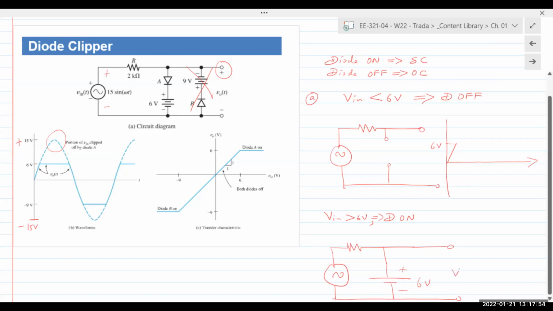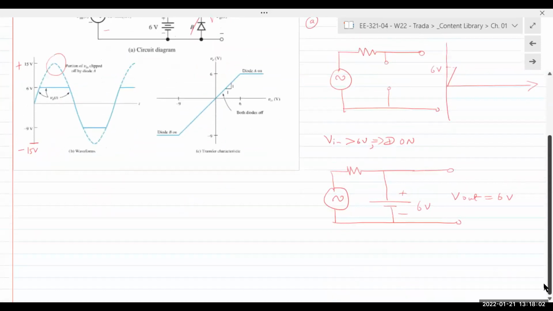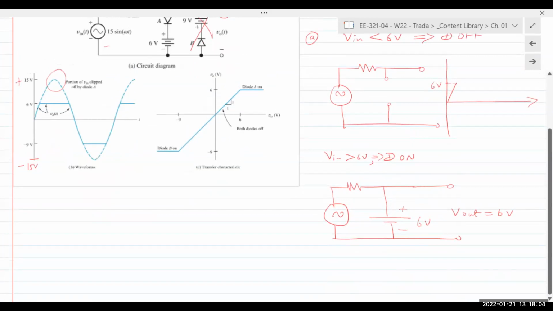So V out goes to 6 volts. So if you look at the entire waveform, V out, this goes to 6, stays at 6. Doesn't matter what the input keeps doing, right? Input AC signal could go above 6, doesn't really matter. Output only sees this battery as 6 volts. That's it.